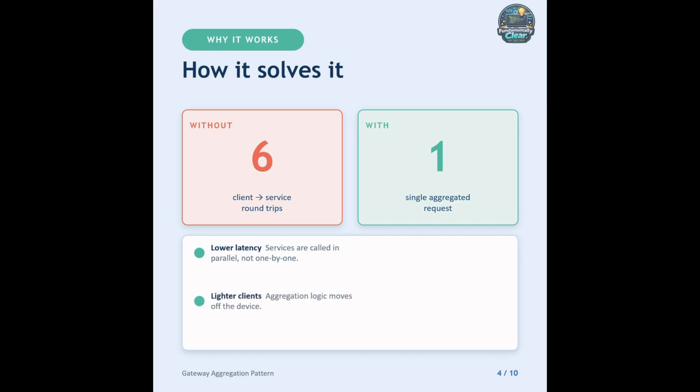Second, lighter clients. The aggregation logic lives on the server, not on the device. Your app code gets simpler. Third, less coupling. The client knows only one endpoint. If services move or change, only the gateway needs updating. And fourth, central control. One place to add authentication, timeouts, caching, and circuit breakers. One place to own resilience.